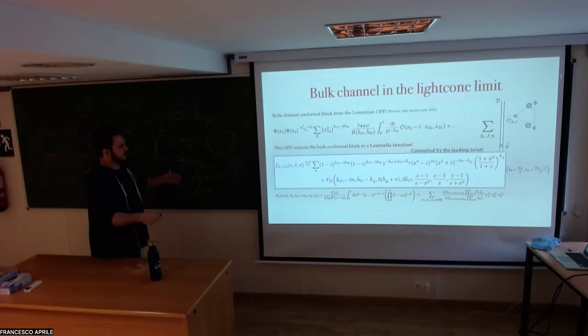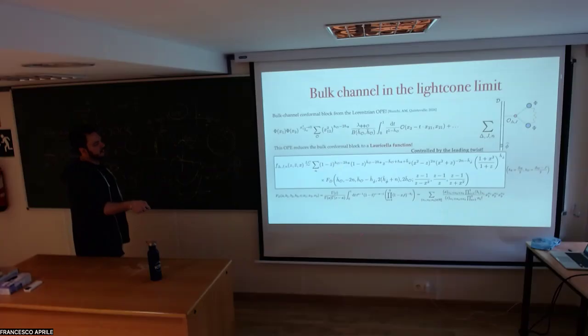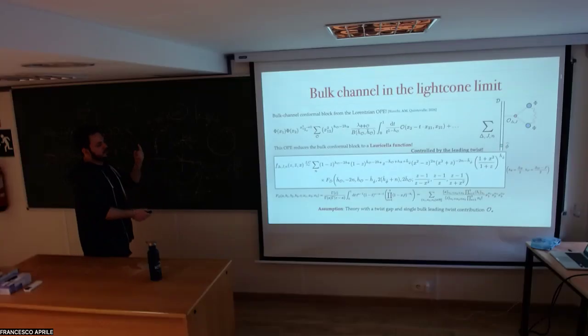And even though this is not a very nice expression for the bulk conformal blocks, there are some nice features about it, in particular the part depending on the z bar 1, because once again, in the lightcone limit, the leading divergence comes from the lowest twist exchanged operator in the OPE. The only difference is that now we don't have the identity. So our assumption is that the theory has a twist gap, and we assume that there is a single bulk leading twist contribution, O star, which has a conformal dimension different from 0.